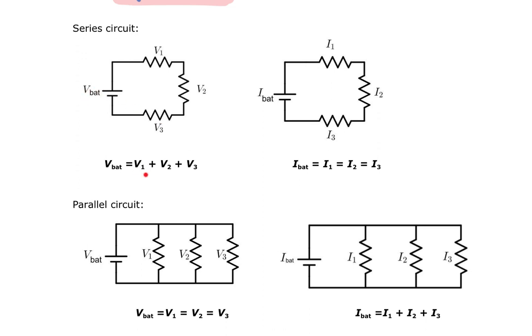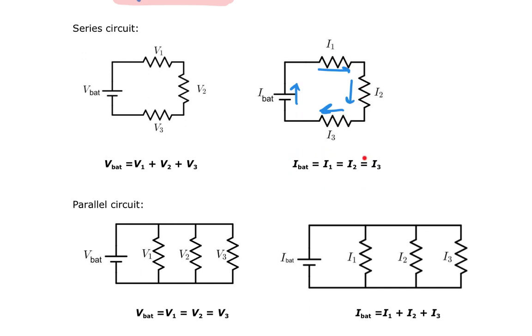So V1 plus V2 plus V3 has to equal the electric potential difference of the battery. Then we can look at the current through each of the resistors as well. And we know that the current from the battery is going to be exactly the same as the currents through each of these components because they're connected in series.